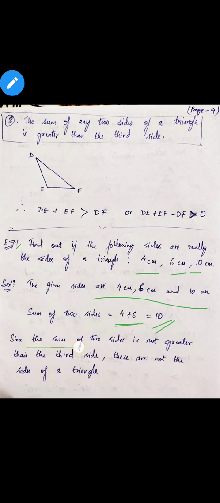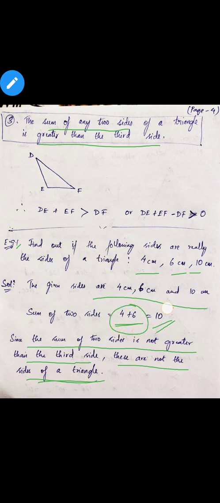So since the sum of the two sides is not greater than the third side, these are not the sides of a triangle, because we have learned in this property that the sum of any two sides of a triangle should be greater than the third side. But when we're adding these two together, we're getting only 10, which is not greater than the third side, right? These two are equal, not greater, so it should always be greater.